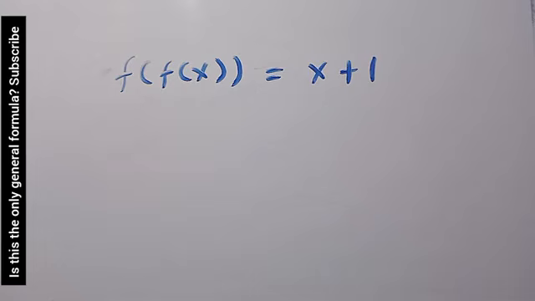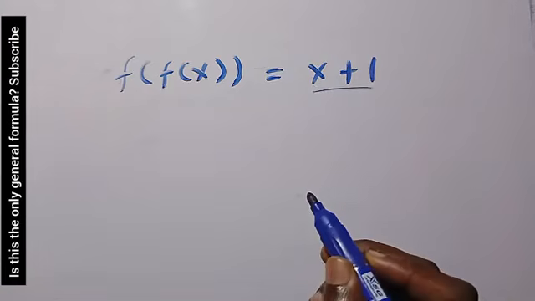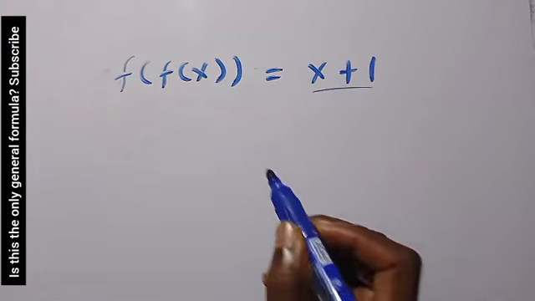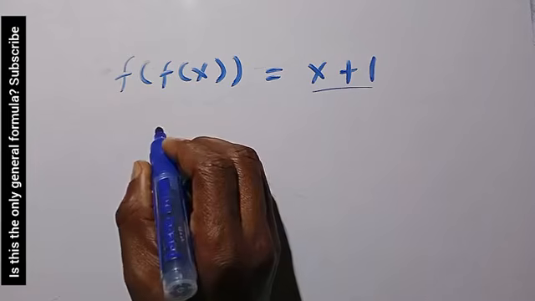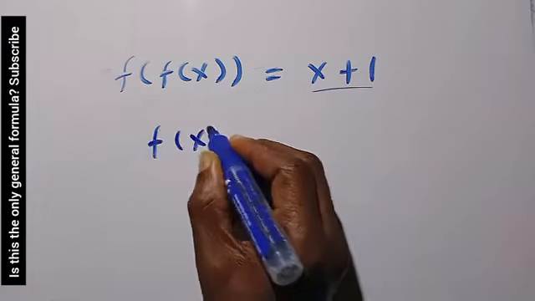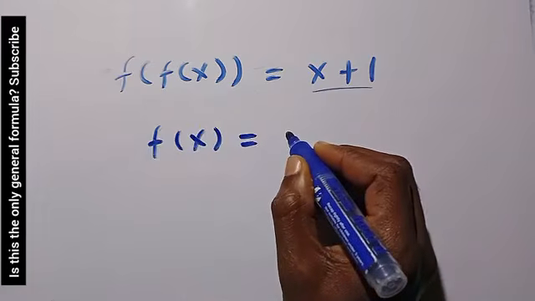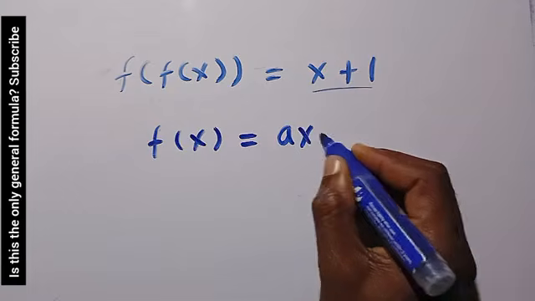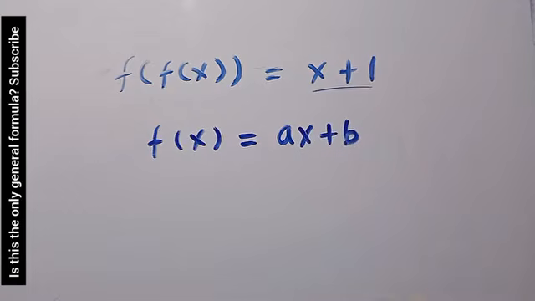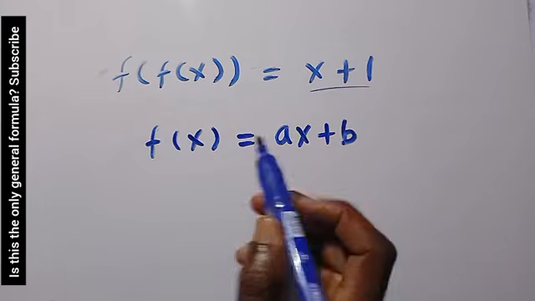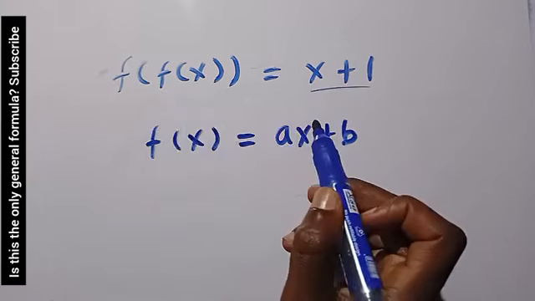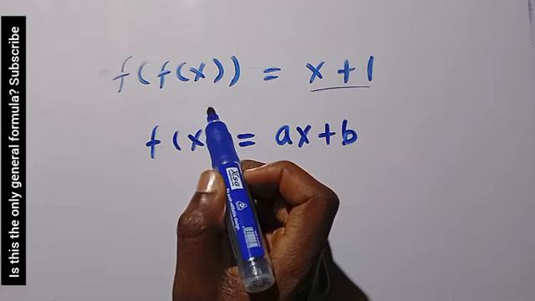Here we have f of f of x equals x plus 1. Looking at this side, it is a linear form. So if I assume that this function is a linear function and assume the general formula for linear, let f of x be equal to ax plus b, where b is a constant and a is also a constant.